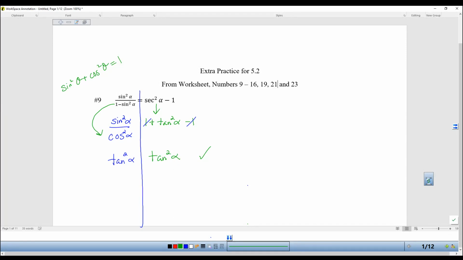So you have a choice whether or not you want to know several variations of the identities, or whether or not you just want to know the main one, 1 plus tangent squared alpha is equal to secant squared alpha, and then substitute that in. So a couple different choices there.